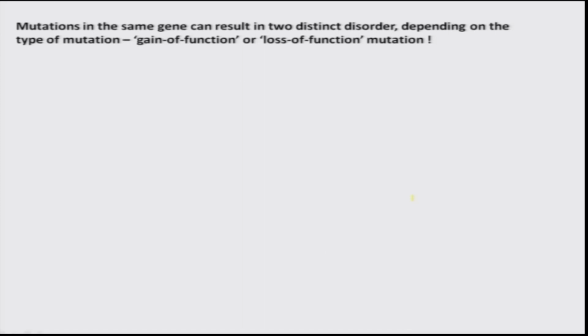So those are the two examples that we discussed about gain of function, how a mutation can offer a novel function to the gene product, which is not good. It is not good for the organism, not good for the cell. As a result, you have the disease, right.